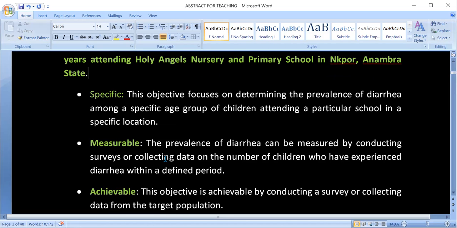The prevalence of diarrhea can be measured by conducting a survey or collecting data on the number of children who have experienced diarrhea within a defined period. So that makes it measurable. That means we can collect data.